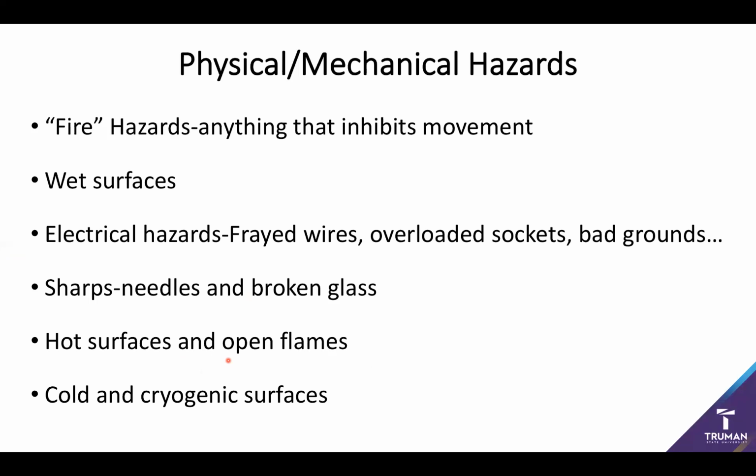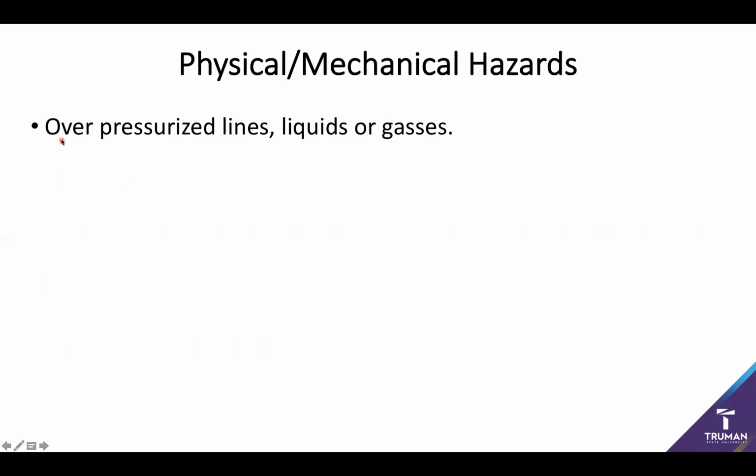And on the other side of hot surfaces, we also have cold and cryogenic surfaces, which can become quite dangerous when you start working with specific cold chemicals like liquid nitrogen, which we'll talk a little bit more about later. But we also have things like overpressurized lines. So this can include overpressurized gas samples, such as cylinders, which most people tend to think about. But it also can include overpressurized liquid lines.